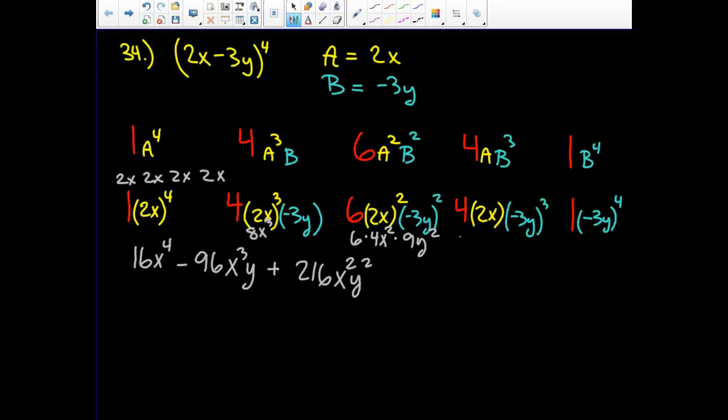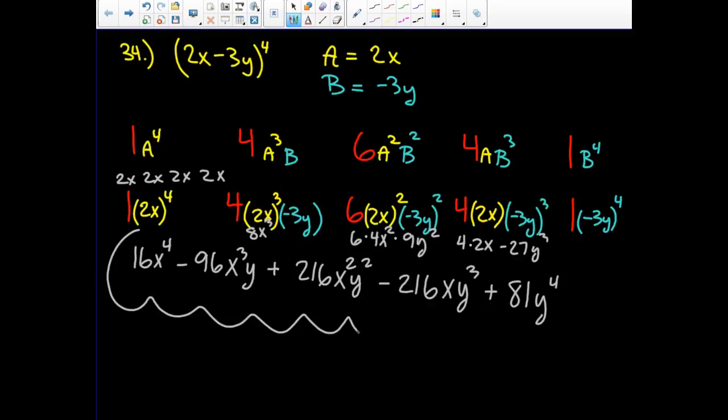Okay, the next one goes 4 times 2x times negative 3 cubed is negative 27 y cubed. So what is that one? That's 8 times 27. 8 times 20 is 160, and 8 times 7 is 56. So what is it, another 216? Negative 216 xy cubed. And finally, the last one, if I take negative 3 to the 4th power, that's like squaring 9, which is 81 y to the 4th. So there you have it, this big honkin' polynomial here.